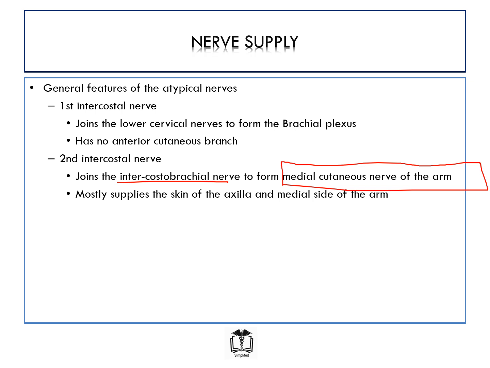And this particular unique combination, the intercostobrachial nerve together with the second intercostal nerve forming the medial cutaneous nerve of the arm, would supply the skin of the axilla and supply the medial side of the arm. So it's not involved in supplying the chunk of the thorax where it tends to lie because of that uniqueness, the unique aspect of it joining the intercostobrachial nerve and forming the medial cutaneous nerve of the arm.